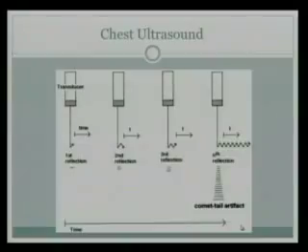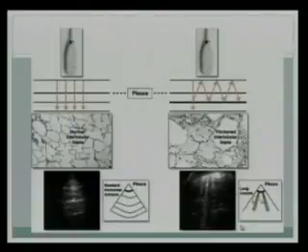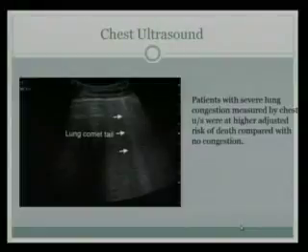The next modality is chest ultrasound. Using chest ultrasound, you can get what's called a comet tail artifact due to acoustic impedance in patients with lung congestion. On the left, you can see what the normal ultrasound looks like. On the right, you can see these lung comets, and these are associated with lung congestion in patients on hemodialysis. Patients with severe lung congestion measured by chest ultrasound were at a higher risk of death compared to those with no congestion.